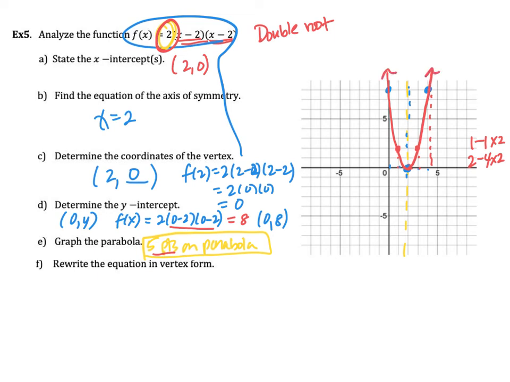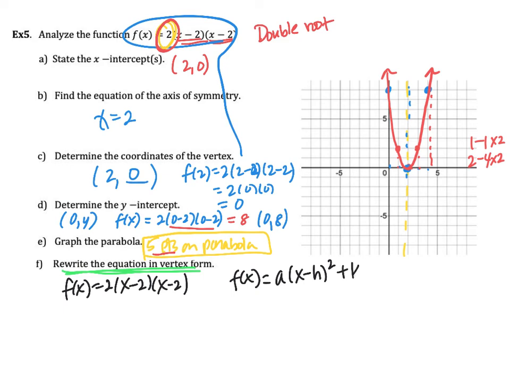Okay, how can I take this form and rewrite it in vertex form? The original form up there is f of x equals 2 times x minus 2 times x minus 2. I want to get it in vertex form. What is vertex form? It's when you take the letter a and you have your vertex, x minus h squared plus k. Well, this isn't bad.